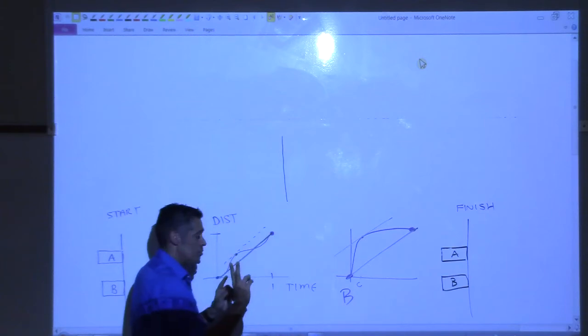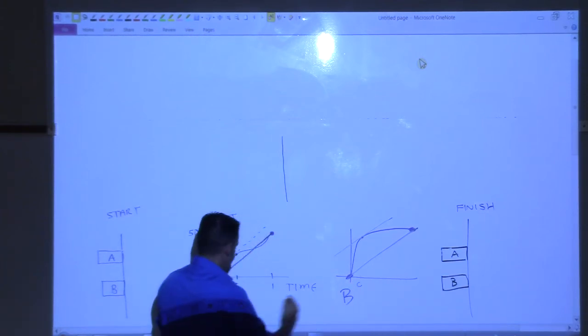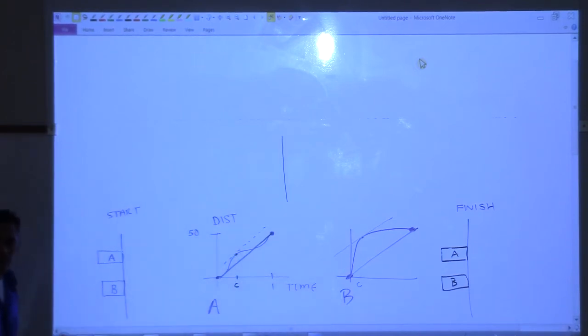My second question was, do these points in time have to be the same? Does this c have to occur at the exact same time that that c does? When you look at those graphs, what would you say? Probably not, but they do.